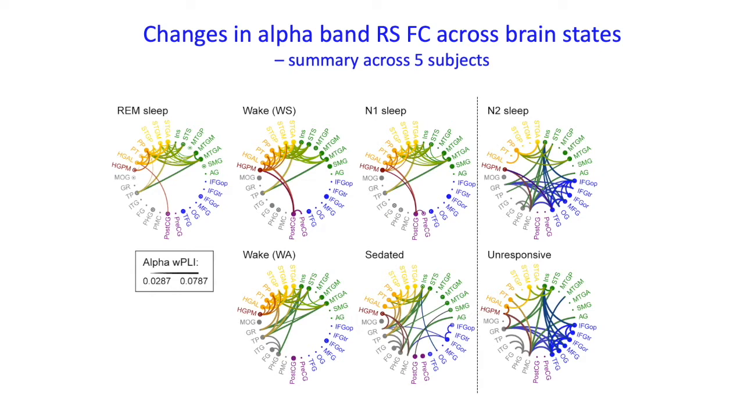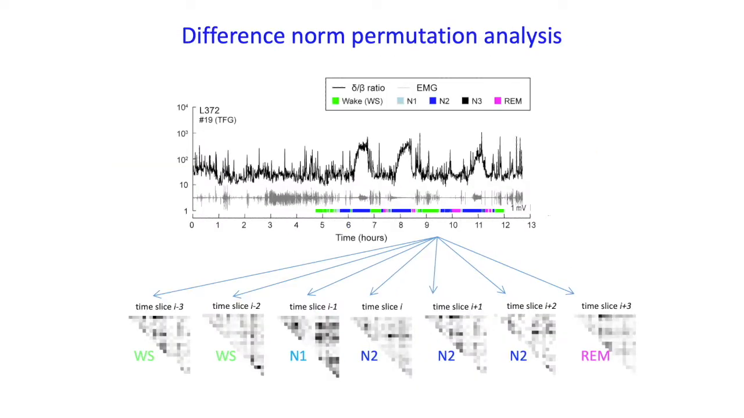We'd like to show quantitatively that this transition boundary exists. That is, that the connectivity profiles overall are more similar between N2 and N1 than between wake and N1, or between unresponsive and sedated compared to sedated and wake in the anesthesia experiment. To do this, we employed two complementary analyses. First, we used a permutation analysis to determine the significance of changes we observed with the chord connectivity plots.